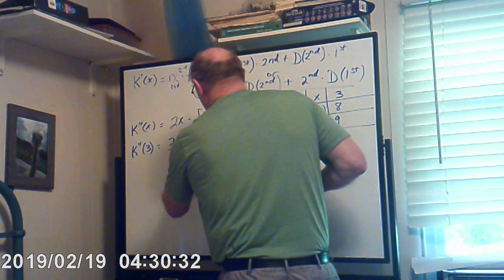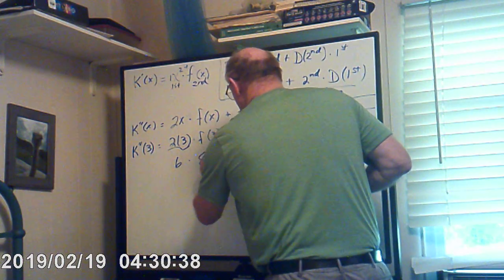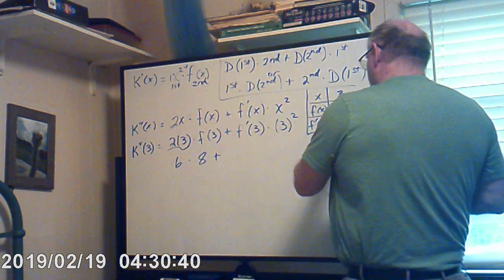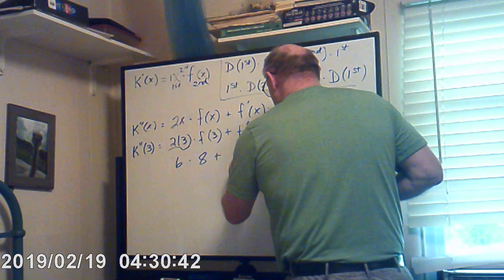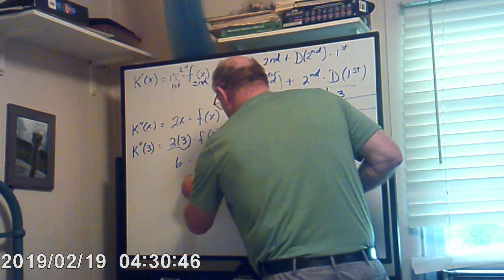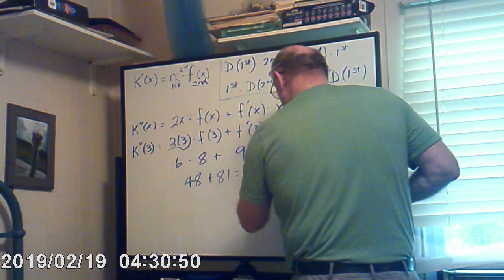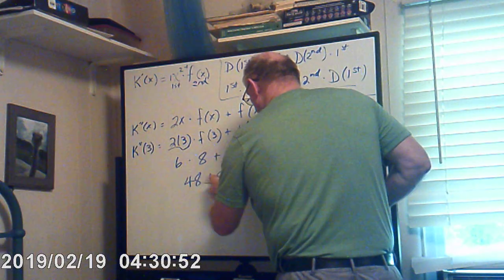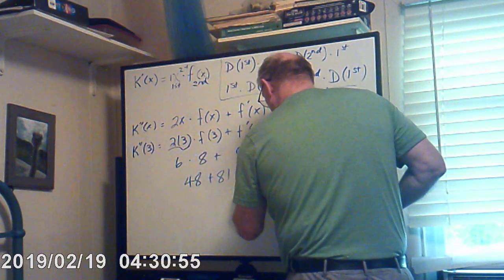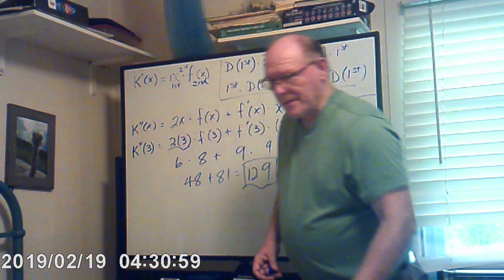2 times 3 is 6. F at 3 is 8. F prime at 3 is 9. 3 squared is 9. So what we have is 48 plus 81. 8 plus 1 is 9. 4 plus 8 is 12. So 129. There it is.